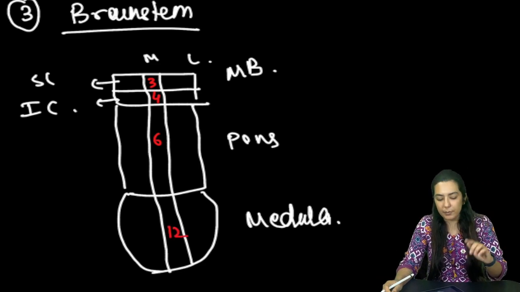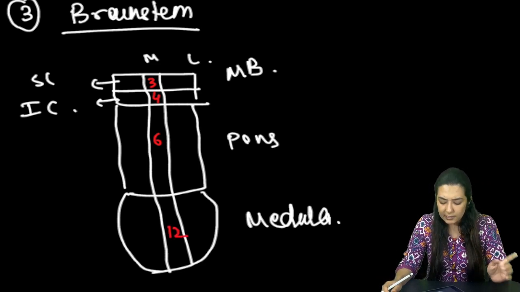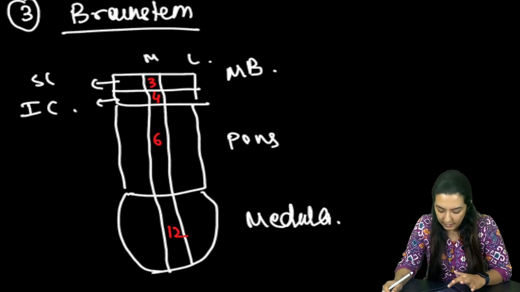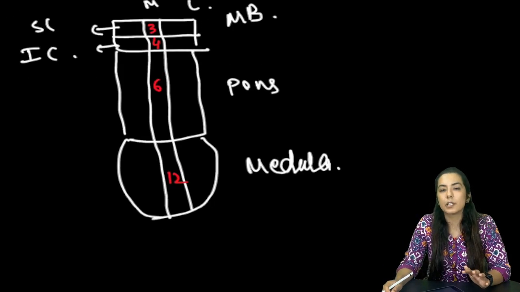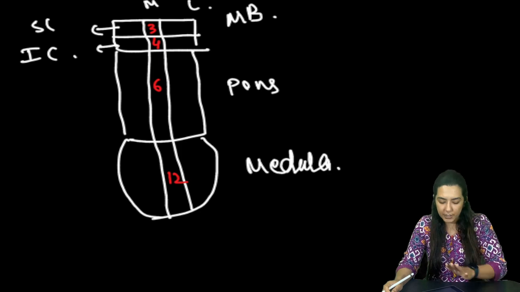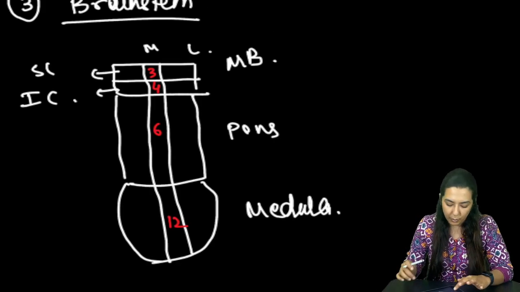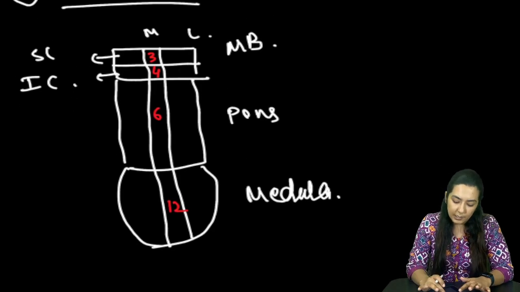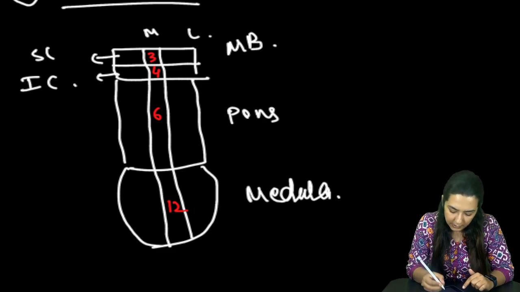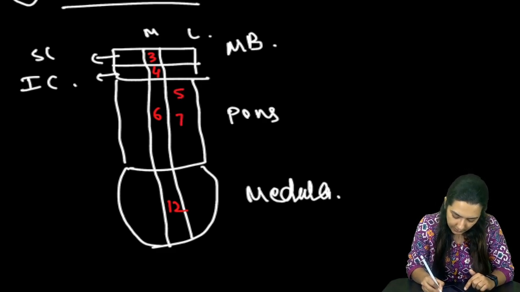3 and 4 are present in the midbrain in the midline, 6 is present in the pons in the midline, and the 12th cranial nerve nucleus originates in the midline in the medulla. So these four nerves are important. Apart from this, in midbrain there are no other nerves. In pons there are 5, 7 and 8.